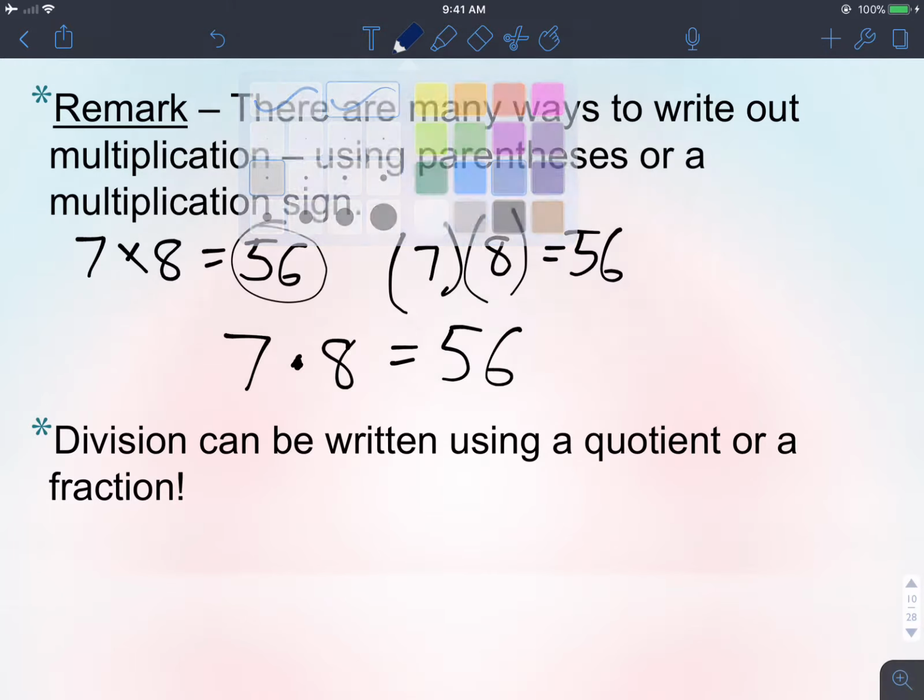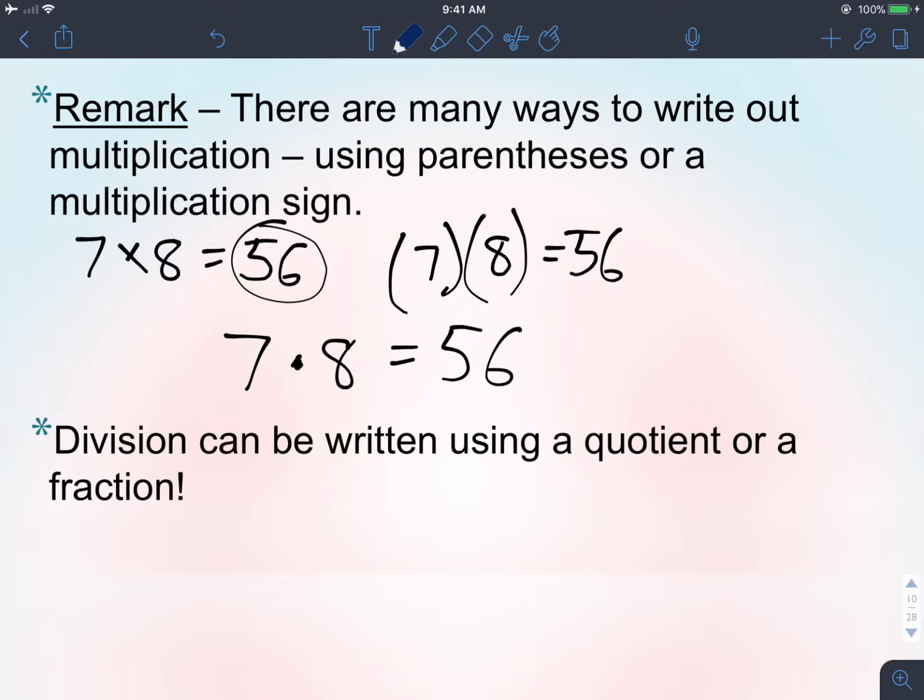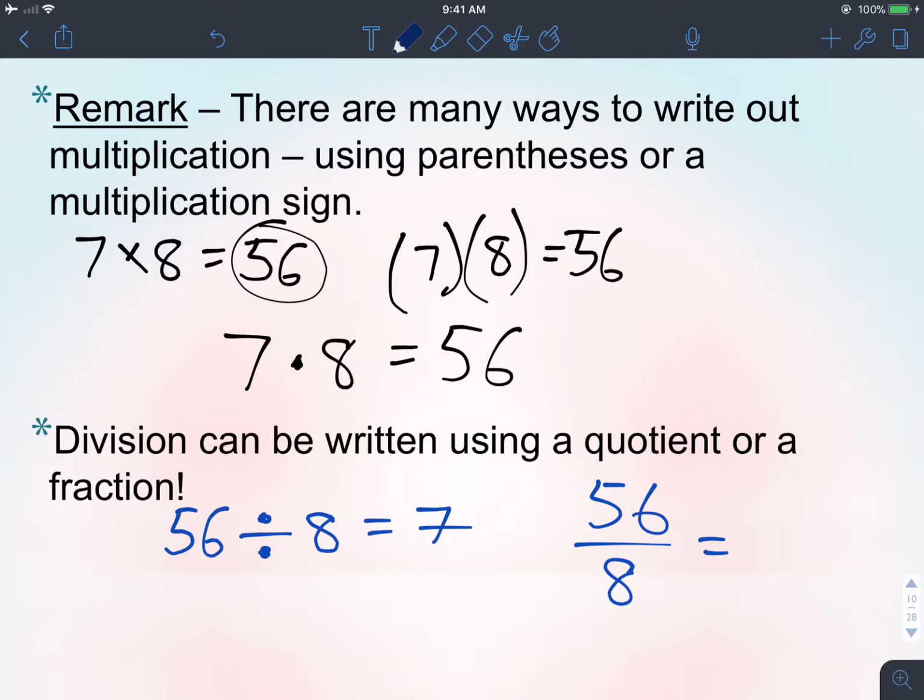I'll go the other way. Division can be written using a quotient or a fraction. 56 divided by 8. Or I could write 56 divided by 8, just like that. Just so you know.